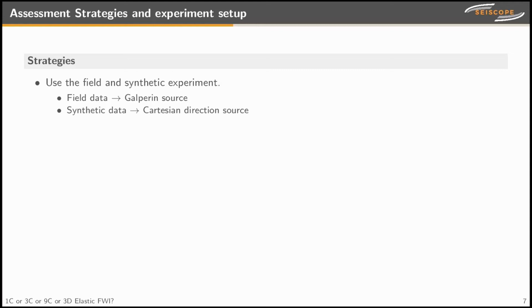The second experiment is the synthetic experiment, in which we would like to generalize our problem towards the more classical usage of Cartesian direction sources. In this case, the source directions are vertical and horizontal.